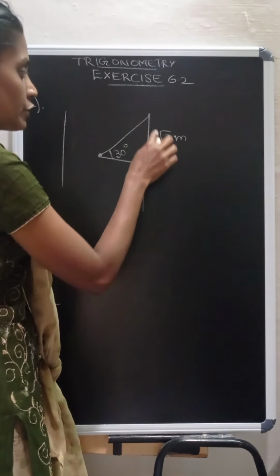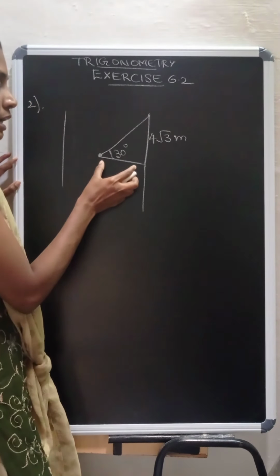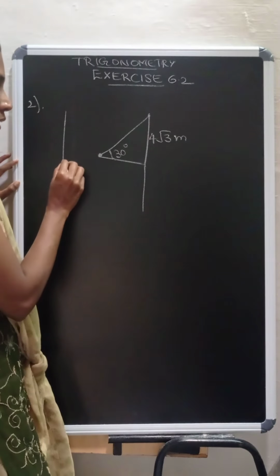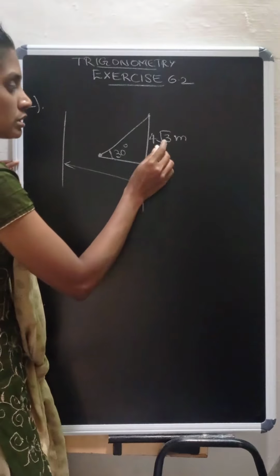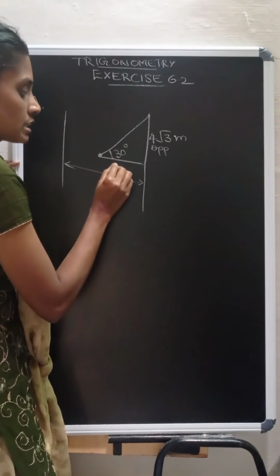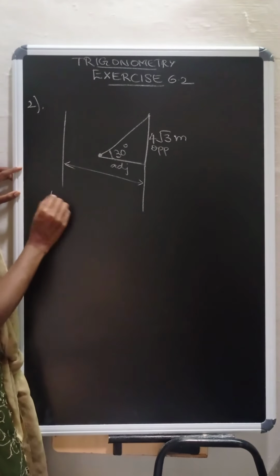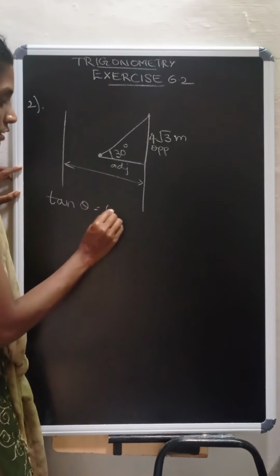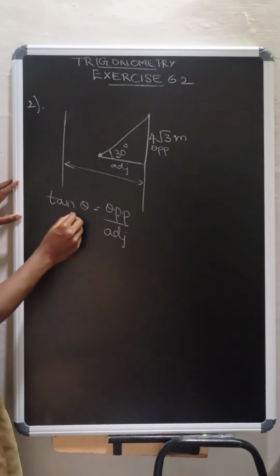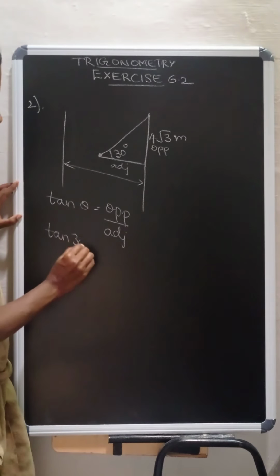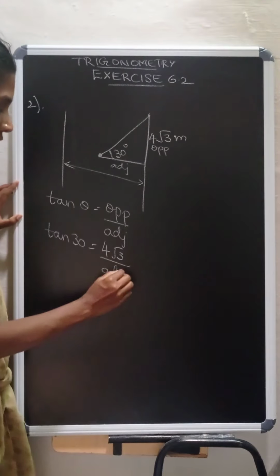Now from here, he is viewing the top of the building which is 4√3 meters. So you need to find this adjacent value, and if you multiply by 2, you will get the width of the road. Now see, this is theta, so this is opposite and this is adjacent value. So what angle you will use? Tan theta. So tan theta is equal to opposite by adjacent. Now you want the adjacent value. So tan 30 is equal to opposite, 4√3, divided by adjacent.